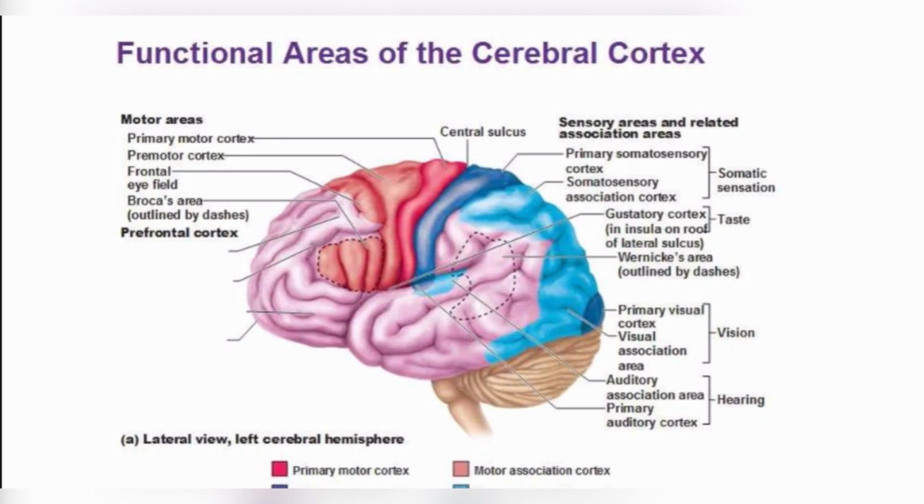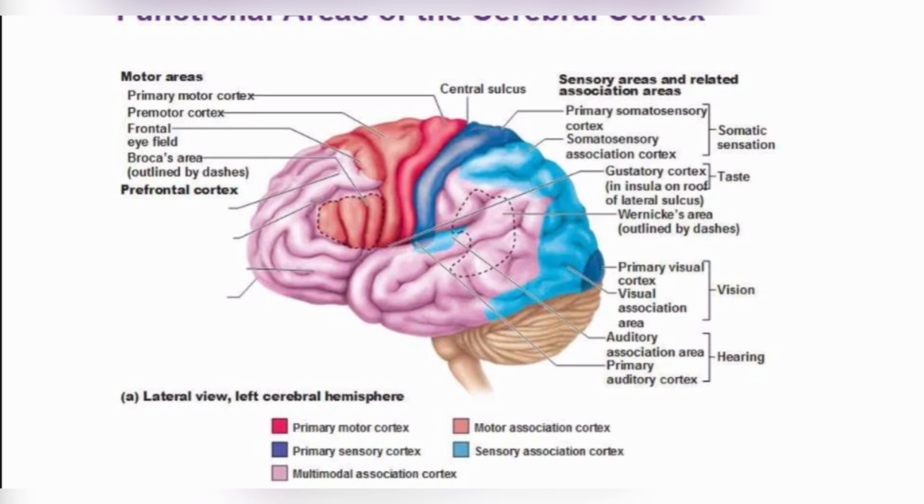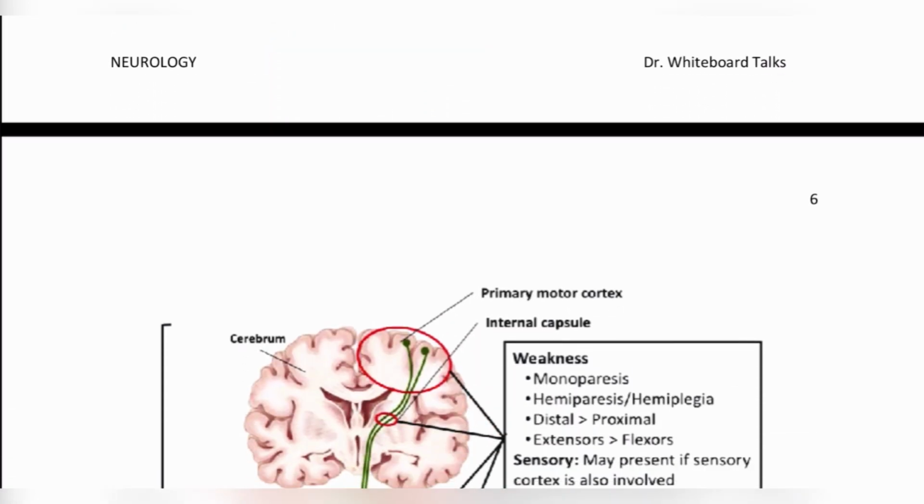Areas of the cerebral cortex can be divided into motor as well as sensory. So motor areas and sensory areas: primary cortex and premotor, as well as the frontal and Broca's area. Whereas in the sensory we have primary somatosensory, association areas, gustatory, vision, and hearing areas. So just to sum up, these were the areas of the brain.